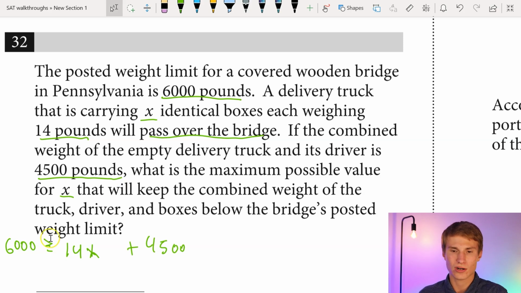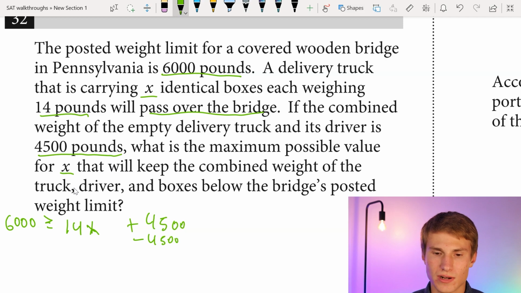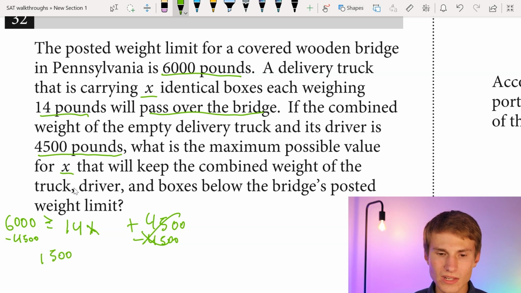Well, we see that we've already got our equation set up, right? We've got that 6,000 has to be greater than or equal to 14X plus 4,500. I'll go ahead and subtract 4,500 from each side to start isolating my X. When I do that, I'm going to be left with 1,500 has to be greater than or equal to 14x. From there, I divide each side by 14 to solve for x.